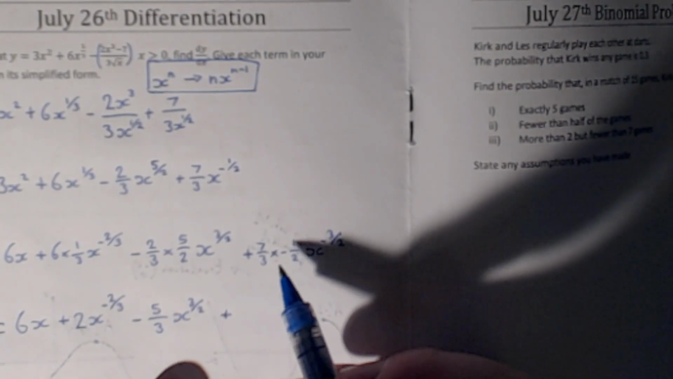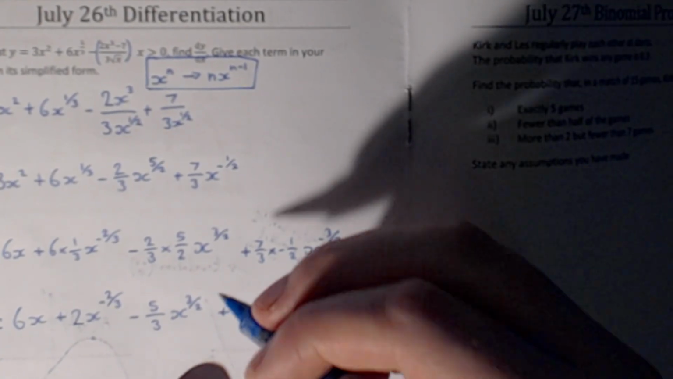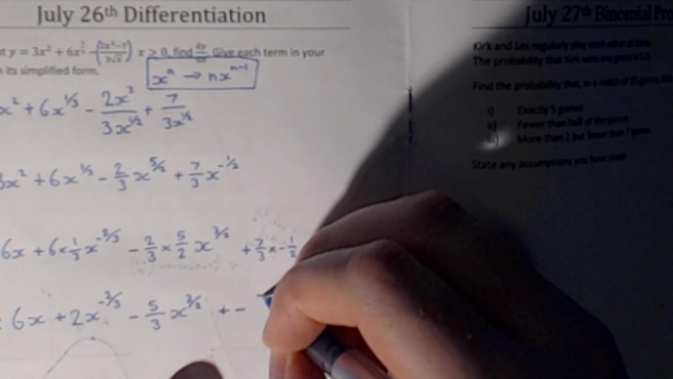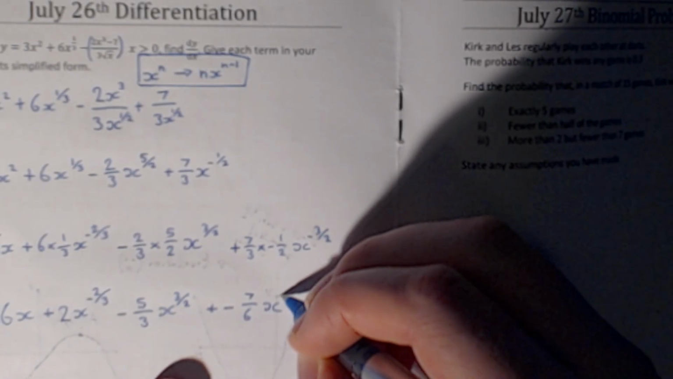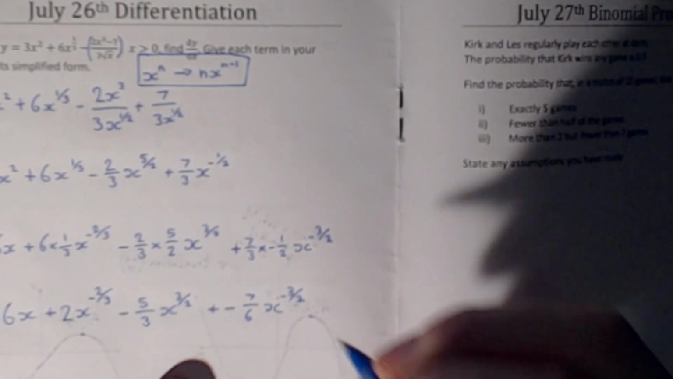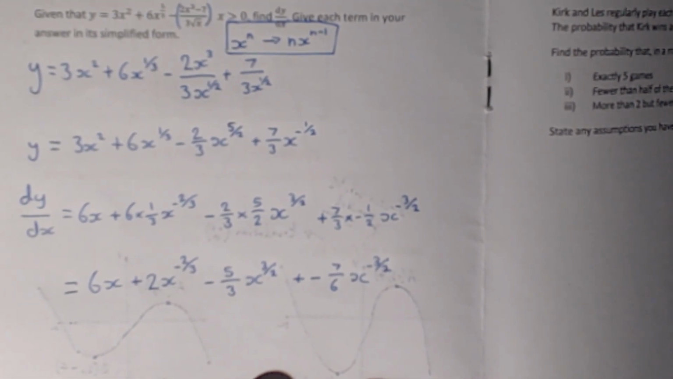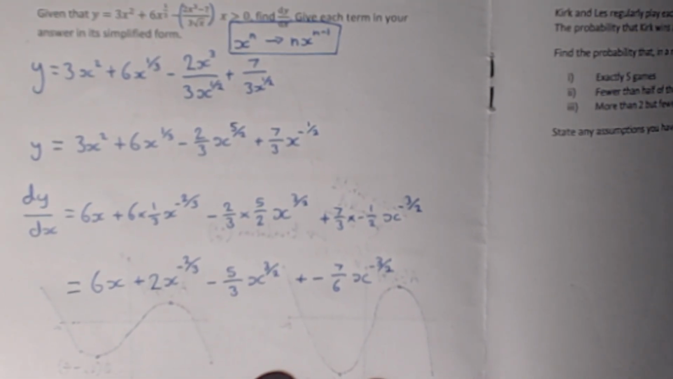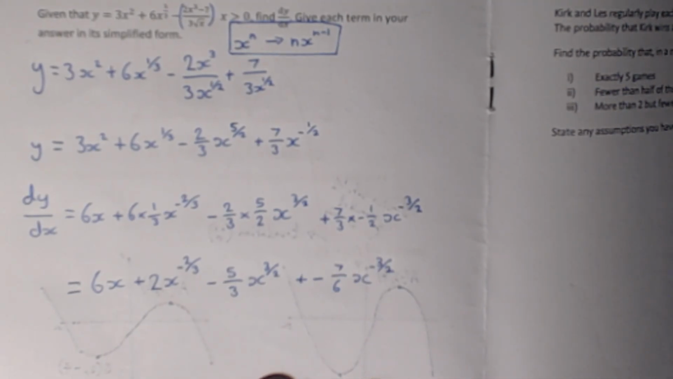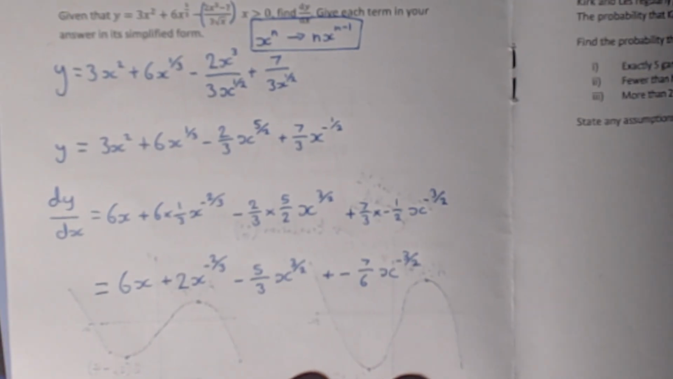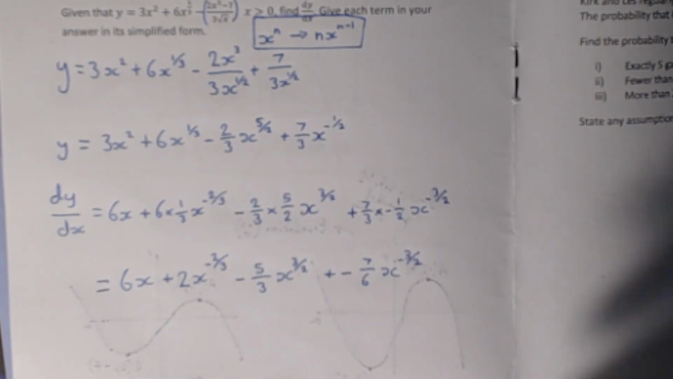Plus, last of all, this last fraction is going to be negative 7 over 6. Lots of x to the negative 3 over 2. And that should be our final solution. We could get rid of that plus sign if you wanted to as well. But that is the final solution to this problem.